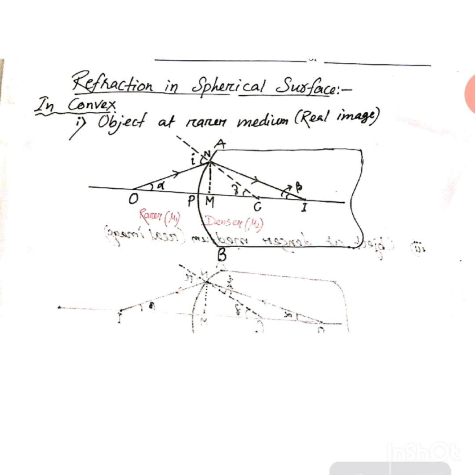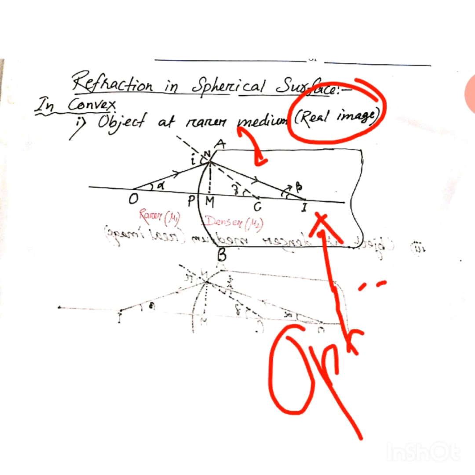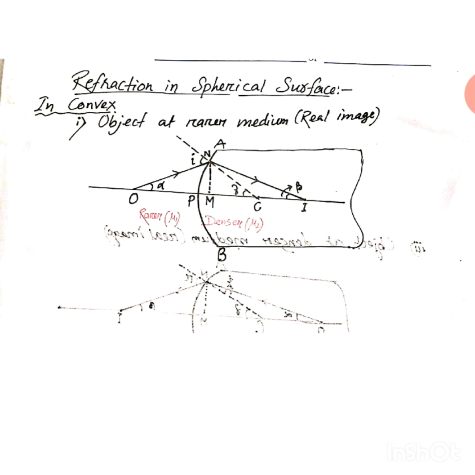Now you have to form a real image, and a real image, as we remember in the case of a lens, is formed towards the right. That's why I have bent it such that it will meet at the optical axis. This axis is known as the optical axis, and it is meeting at the optical axis. That's why this point I is the image of the object O.